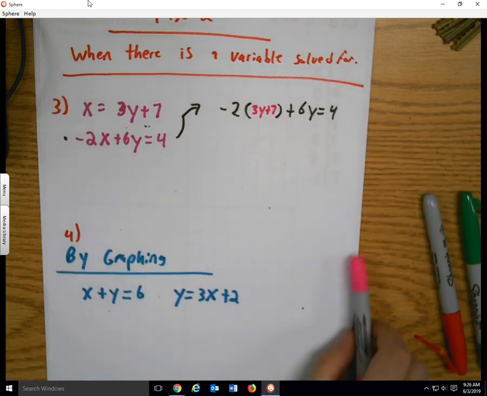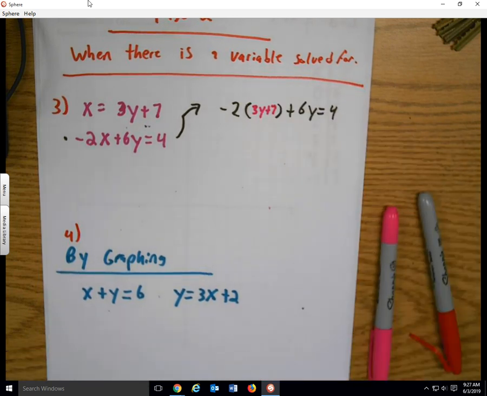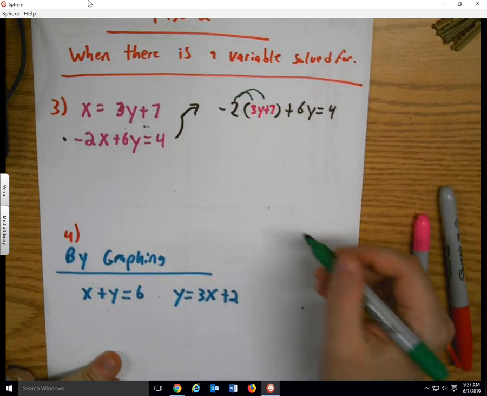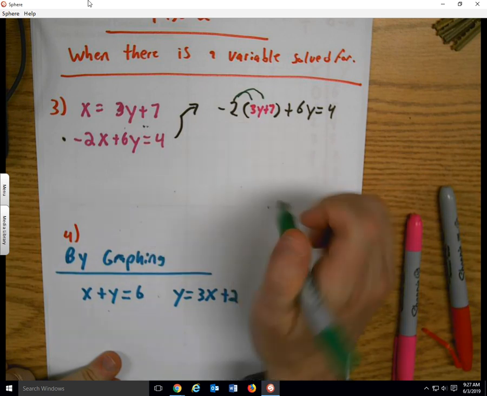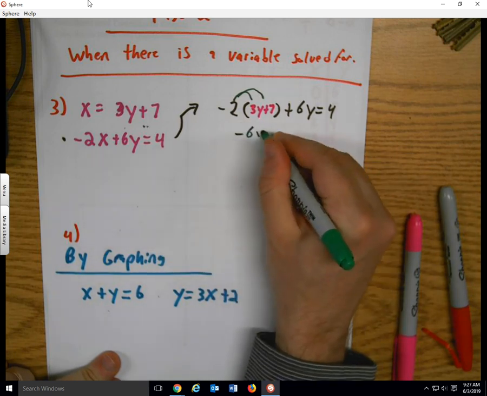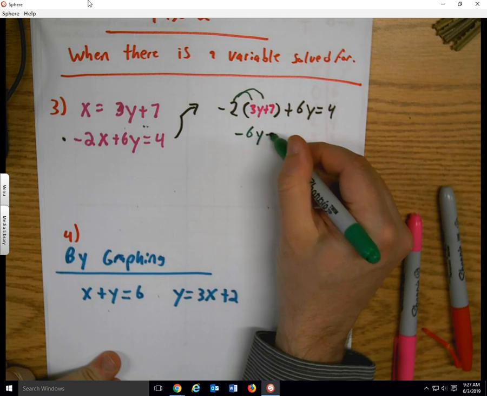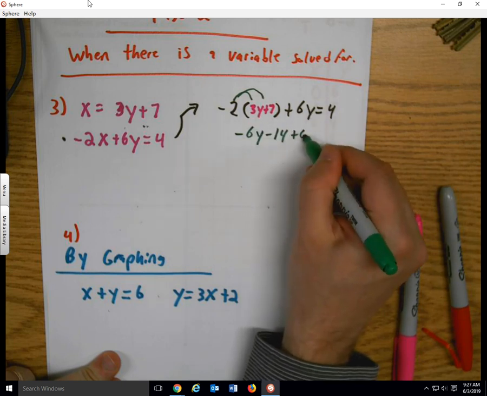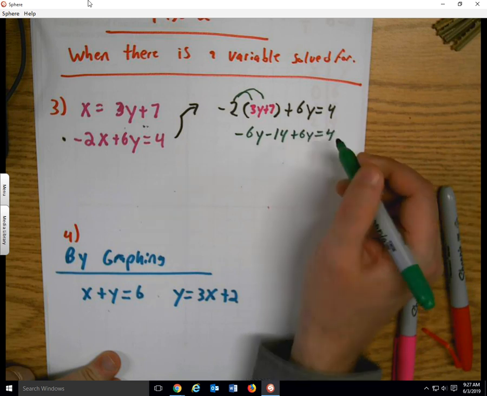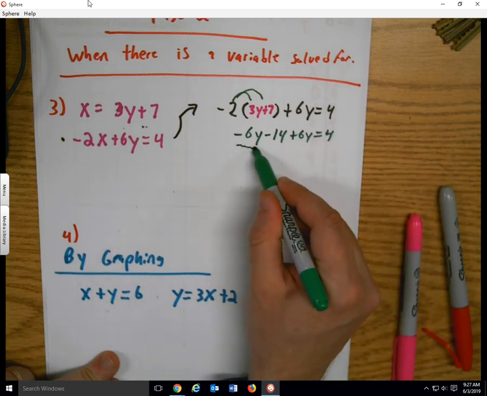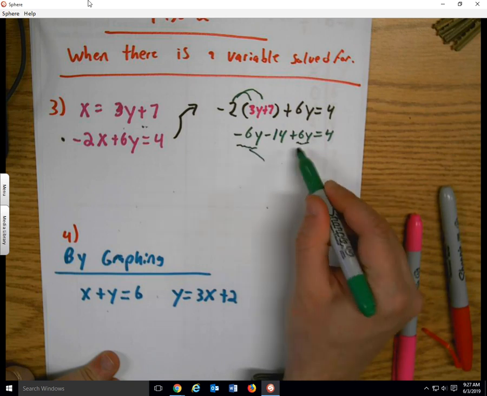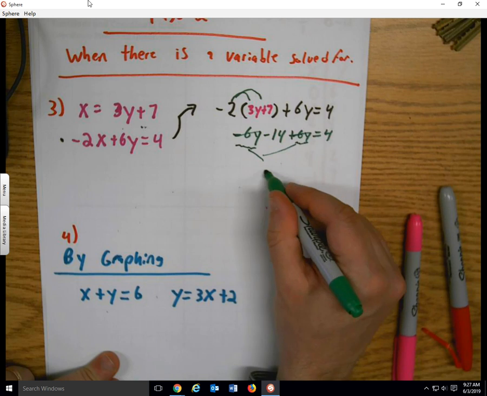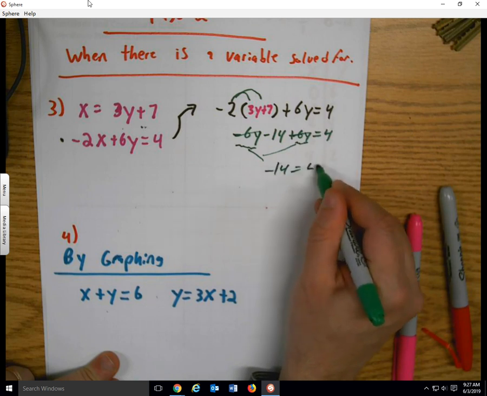Okay, now we just do the order of operations, right? First thing you should do is multiply, distribute. Negative 2 times 3y is negative 6y. Negative 2 times 7. Then just bring everything else down. Collect like terms. A 6y and a 6y. So a negative 6y and a positive 6y actually just cancel out. So we end up with a negative 14 equaling 4.